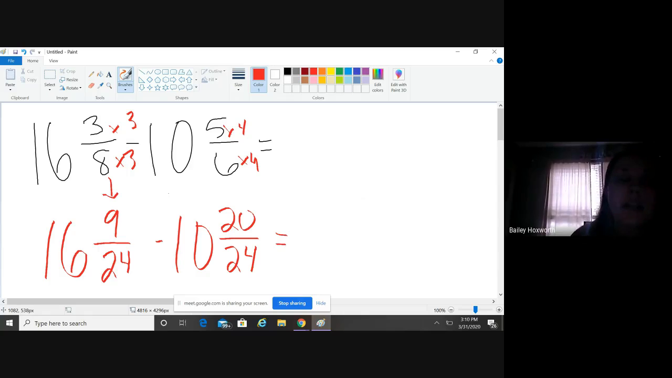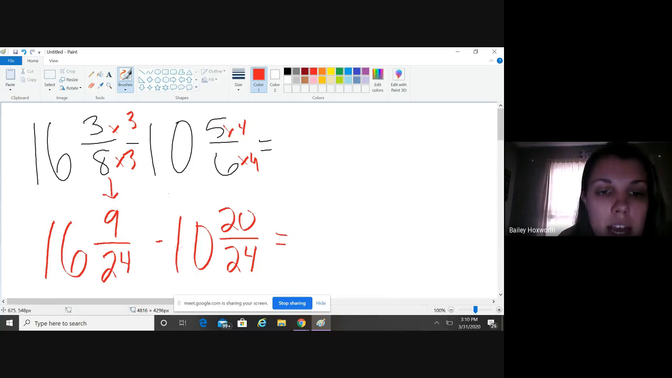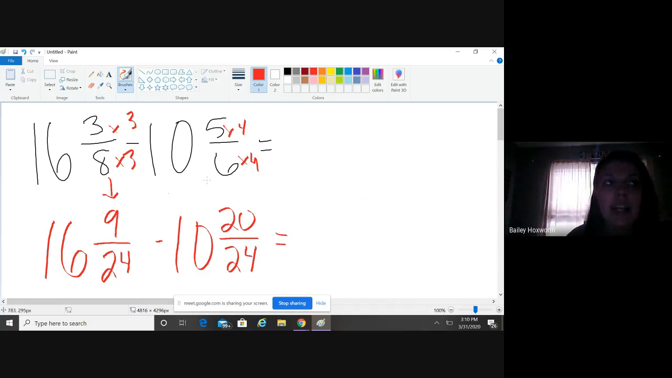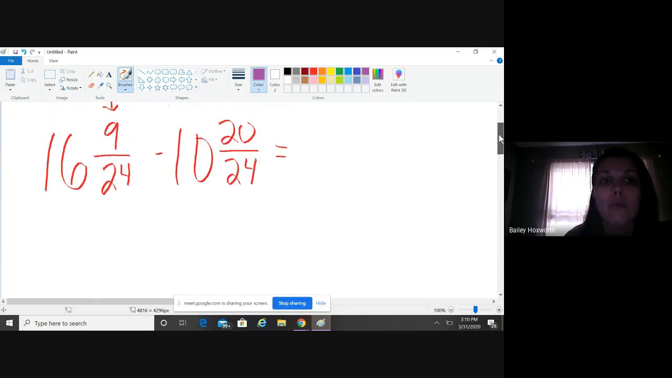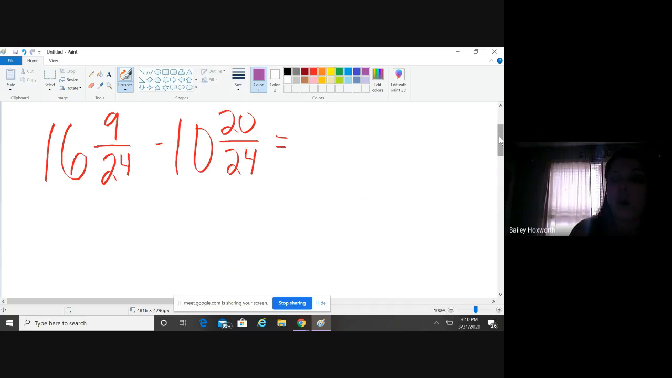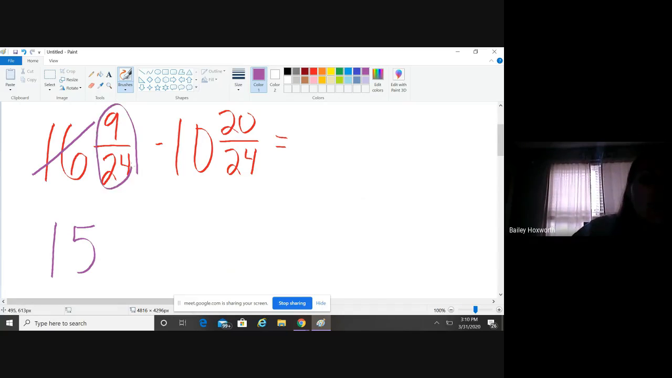So now I'm ready to subtract. I have 9 minus 20. Am I allowed to have 9 and give 20 of something away? No, I can't. So I have to borrow. Remember, when you borrow from a whole number, you take 1 away and add the numerator and denominator together. So 9 plus 24 is 33.